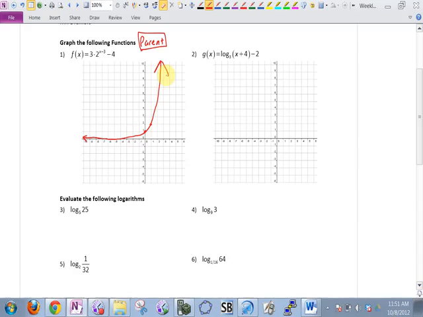Okay, so there's your parent function, 2 to the x. I now want to vertically stretch that by 3 and then shift it right 3 down 4. So this point right here, the point 0, 1, is going to become the point 0, 3, and then go right 3 down 4. And so you now have the coordinate positive 3, negative 1.